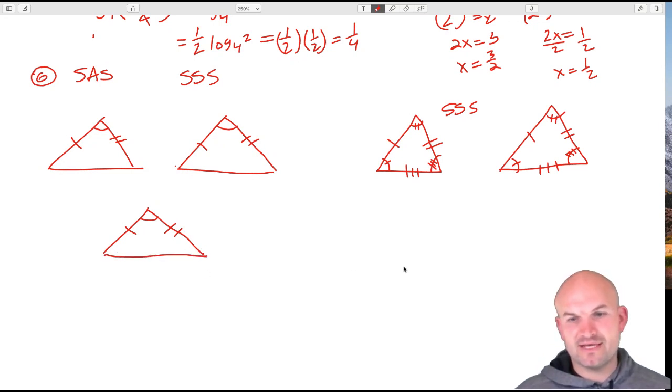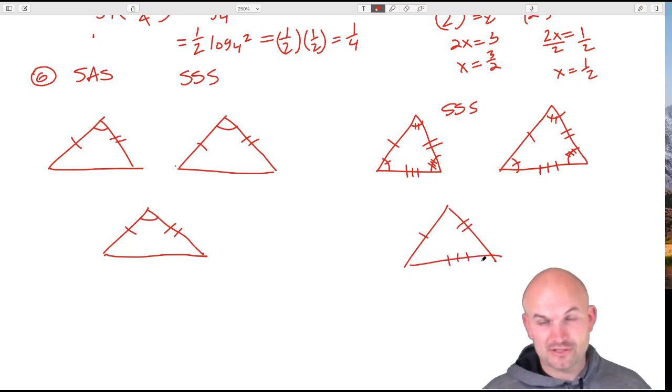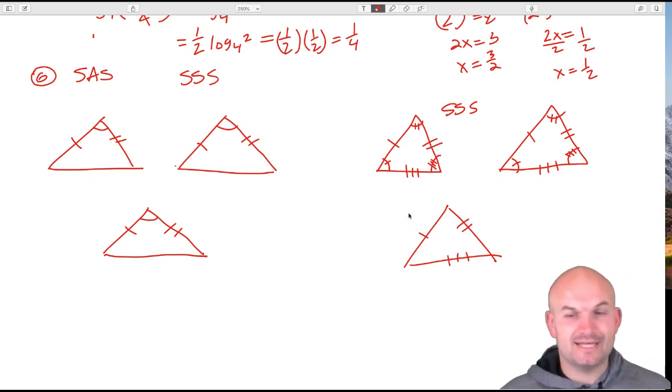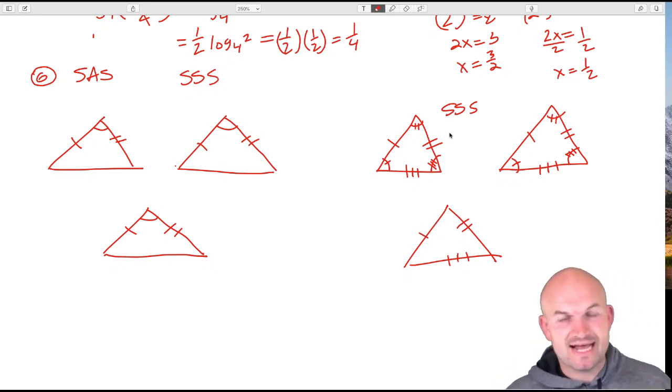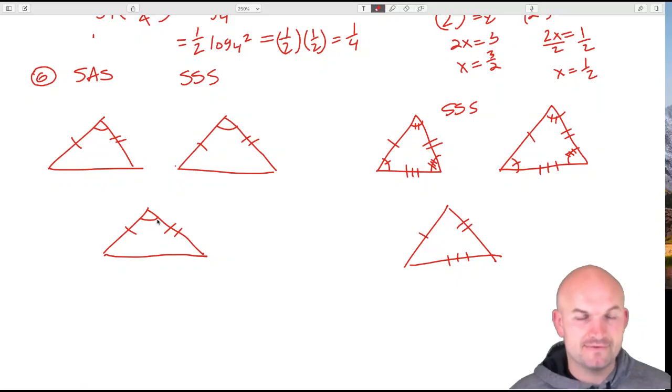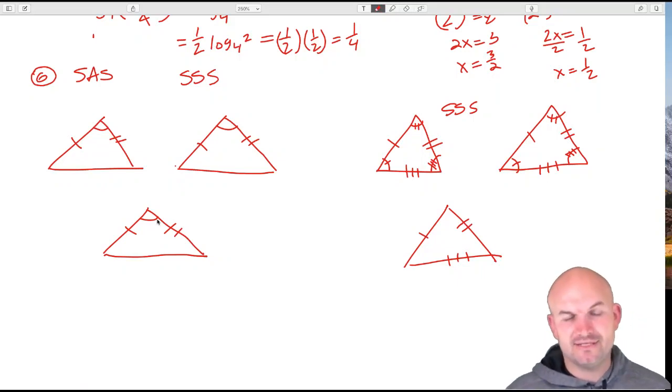And again, the same thing, if I have these triangles, have these all the same, of course it's going to look like those other two. There's no other triangle I can draw that would be different that has side, side, side or side angle side. So that's just kind of how that idea works.